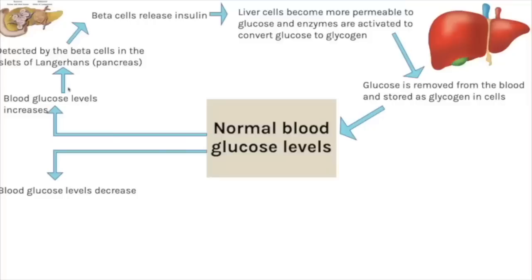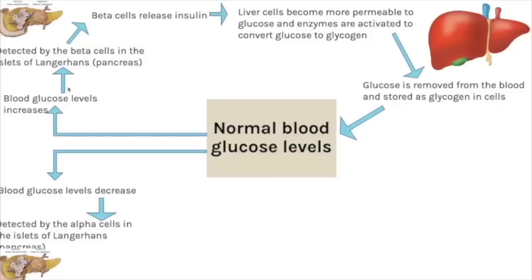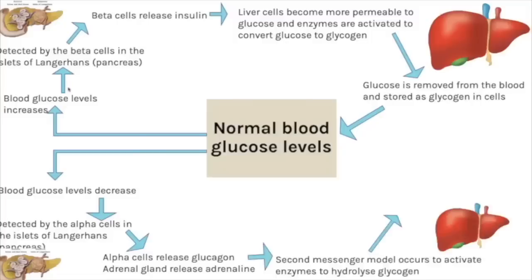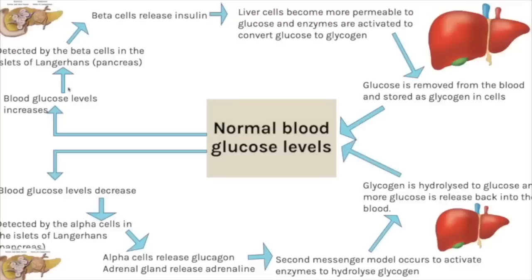Now, if you haven't eaten food containing carbohydrates or you've done a lot of exercise, your blood glucose concentration will decrease. This is detected by the alpha cells in the islets of Langerhans in the pancreas. It will cause the alpha cells to release glucagon, and also the adrenal glands will be releasing adrenaline. The second messenger model occurs to activate enzymes to hydrolyze the glycogen into glucose. That glucose is released back into the blood, and it brings those blood glucose levels back to the normal range. So we're going to have a look at some of those elements in more detail.